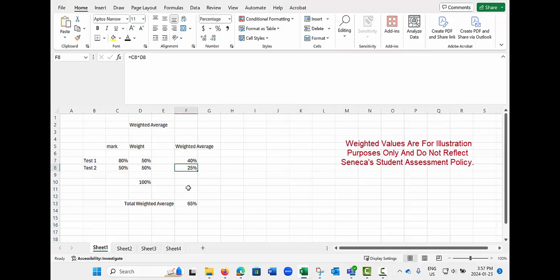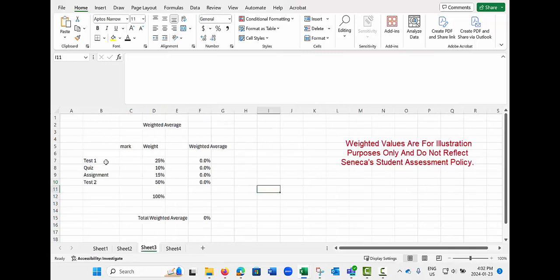So the total weighted average is 65%. Or, if we were to take the average of these two, because their weights are even, it's simply taking the average of the two numbers. This makes sense, 65%. Now let's look at a different scenario.